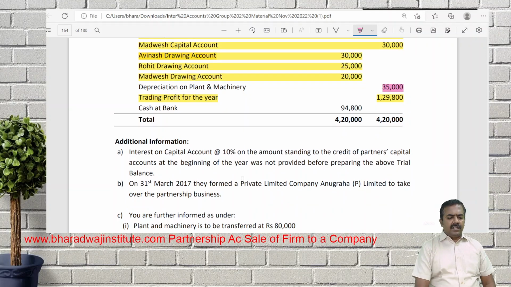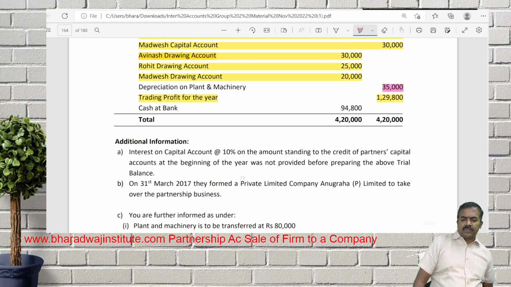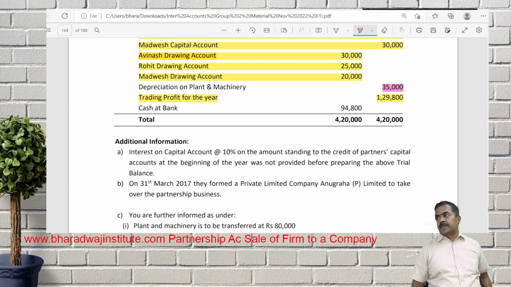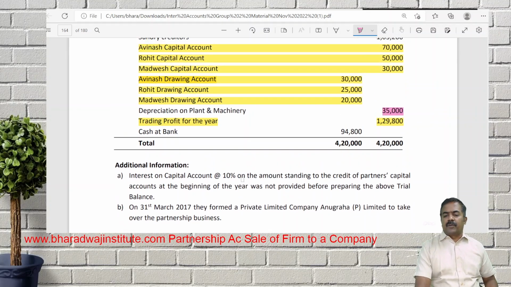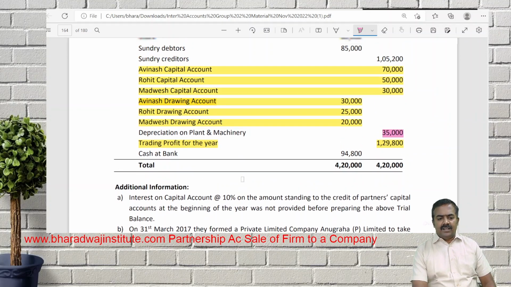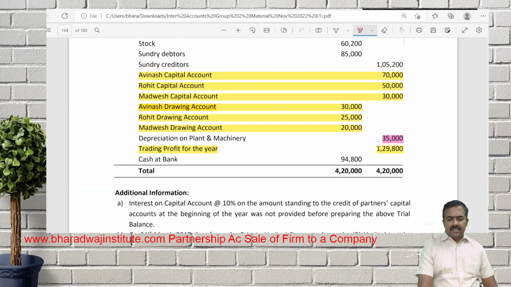Then interest on capital at the rate of what? 10% on the amount standing at the credit of the partner's capital account at the beginning of the year was not provided while preparing what? The above trial balance. We have to provide interest on capital. How much percentage? 10%. So 10% interest on capital provide பண்ணணும்.